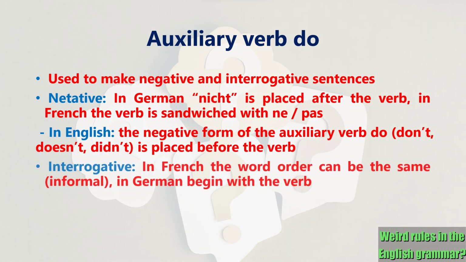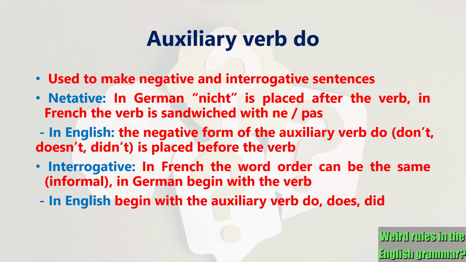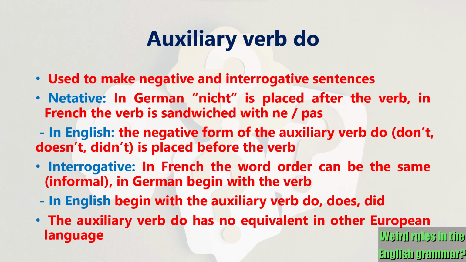Regarding the interrogative, in French, the word order is the same as in a normal sentence, especially in casual conversation. In German, it's enough to change the word order and start the sentence with the verb, but in English, it's necessary to start the sentence with an auxiliary verb, do, does, or did. This required use of auxiliary verbs is a feature not found in other European languages.